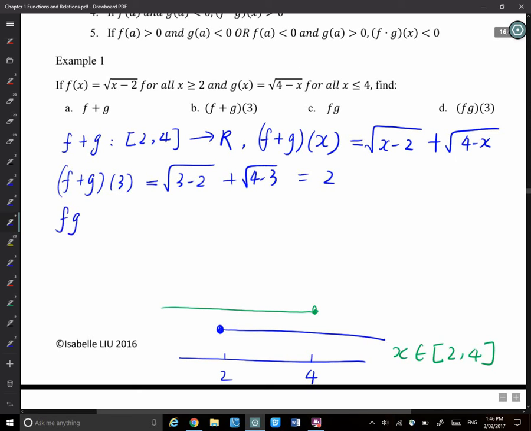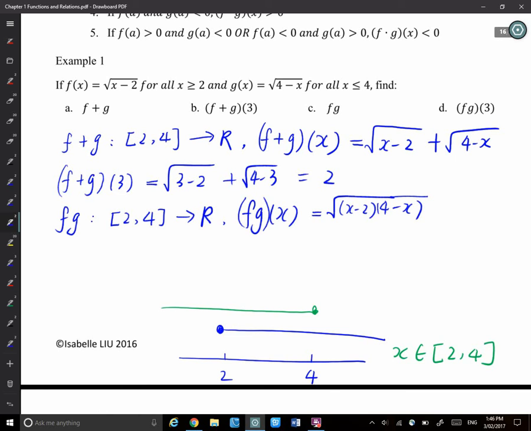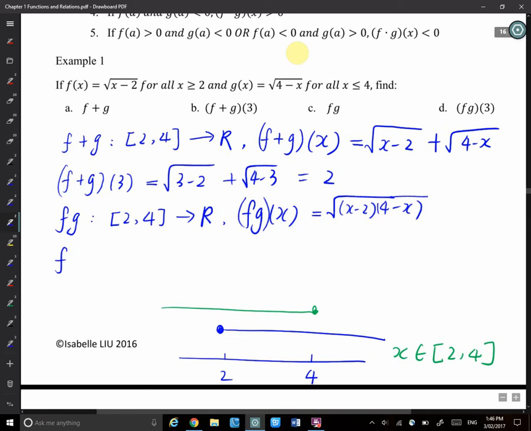So next one is talk about fg. fg is the name of the function. Still [2, 4] is the domain mapping to R, comma, fg(x). This function is called fg. The variable is x. So what you need to do is multiply them. The two square roots multiplied together, I can basically multiply this. Multiply the two things together. So what is fg(3)? fg(3) is square root of 3 minus 2 times square root of 4 minus 3, that equals 1.